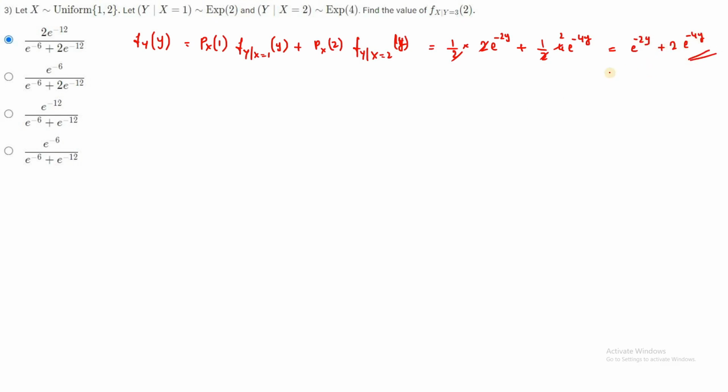So what about the conditional probability? f_{X|Y=3}(2) is nothing but p_X(2) into f_{Y|X=2}(3), whole divided by f_Y(3).